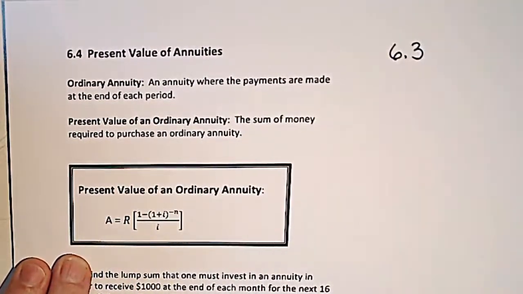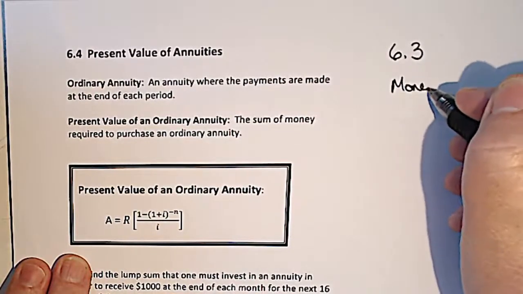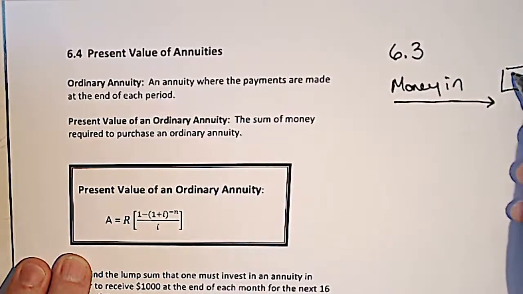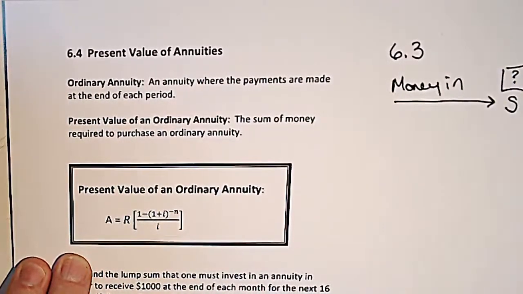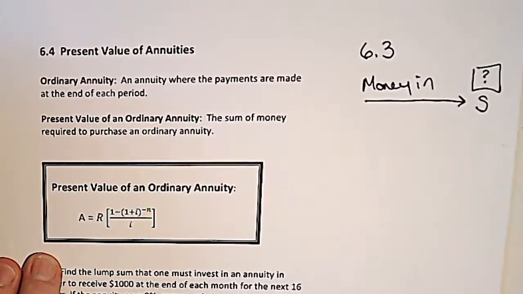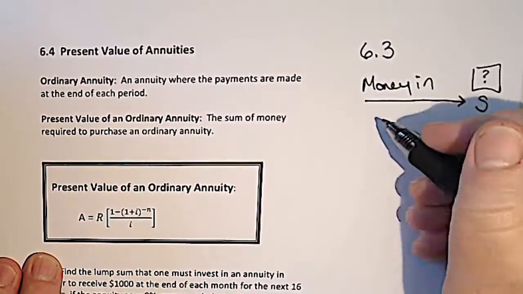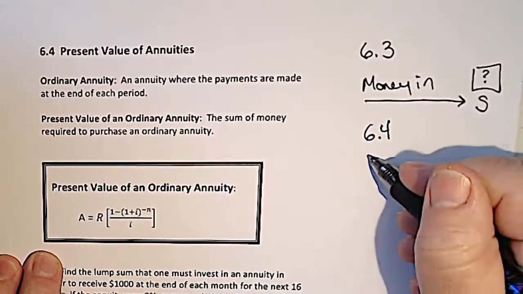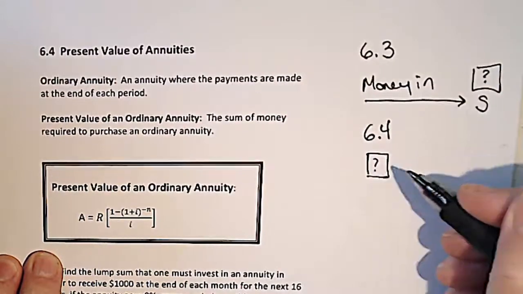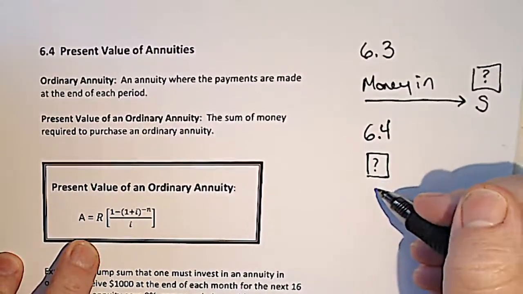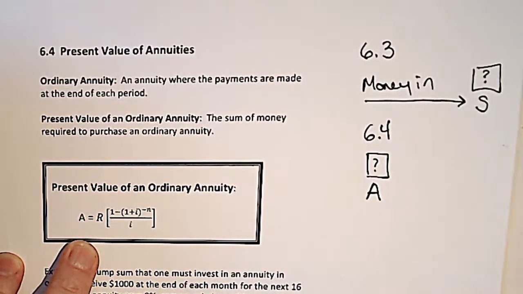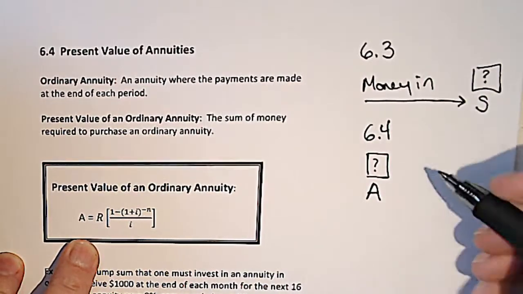In 6.3, money in, and then we were curious about this amount, which is S. And in 6.4, we're actually curious now about the present value, which we're going to call A. You remember that I warned you that sometimes things are P and sometimes they're A. This is one of those cases.